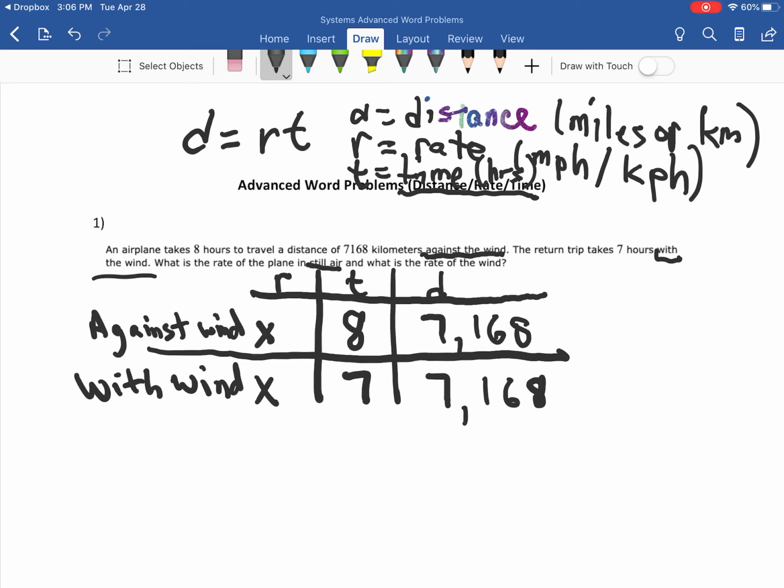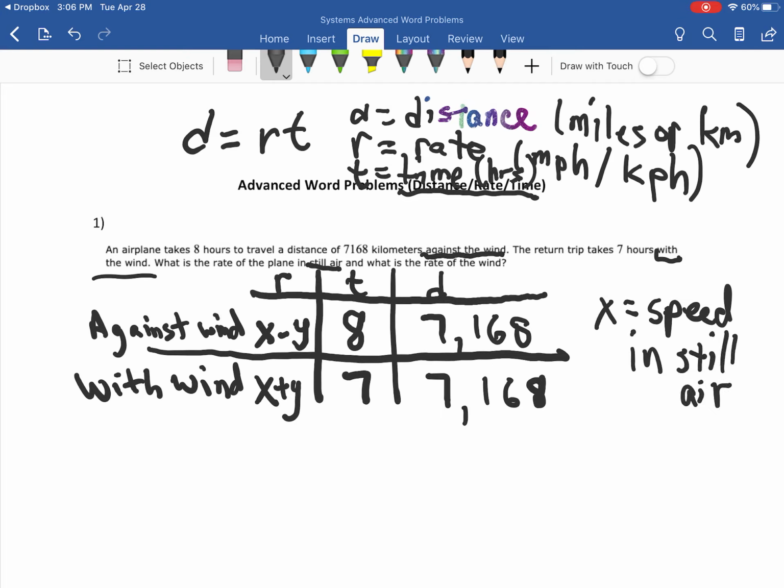So for against the wind, we're fighting the wind, you're going to slow down. So that's going to be x minus y. For with the wind, it's x plus y. Okay, and what do x and y stand for? X is going to be speed in still air, I mean just the normal speed of the plane. And y is going to be the rate of the wind. Okay?